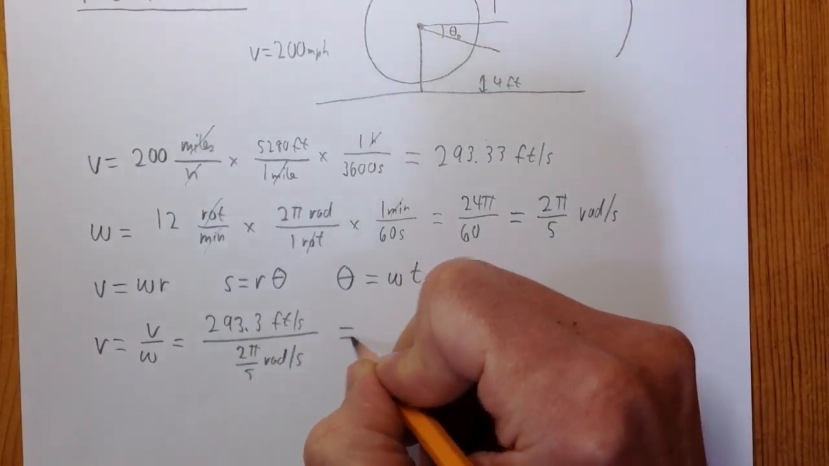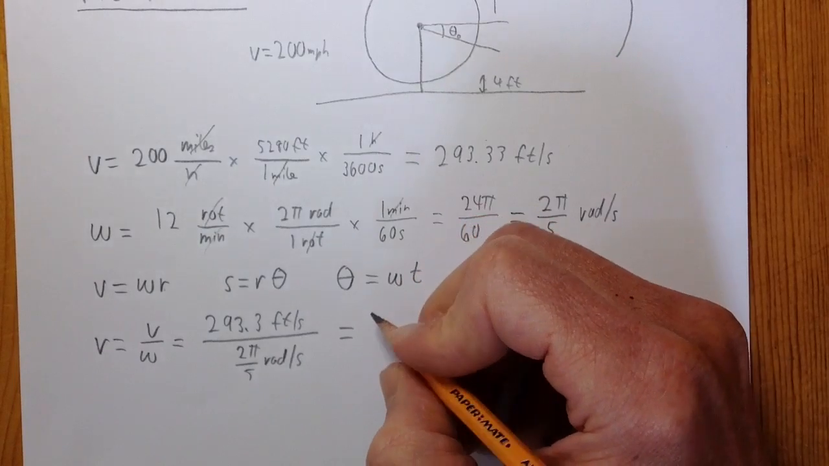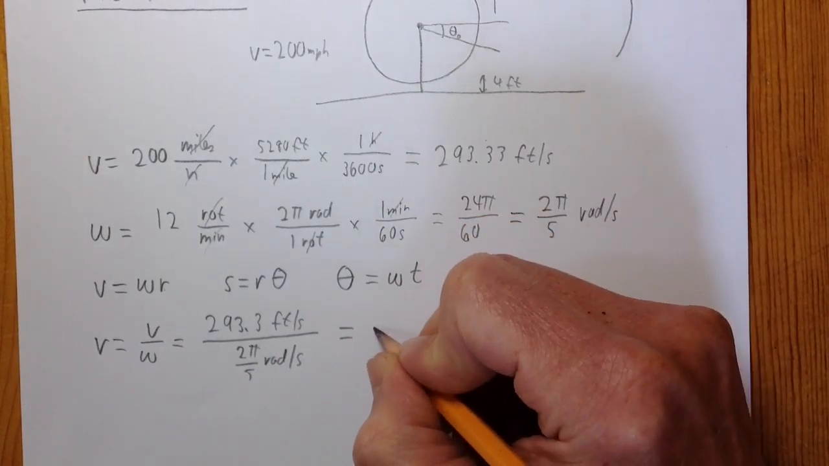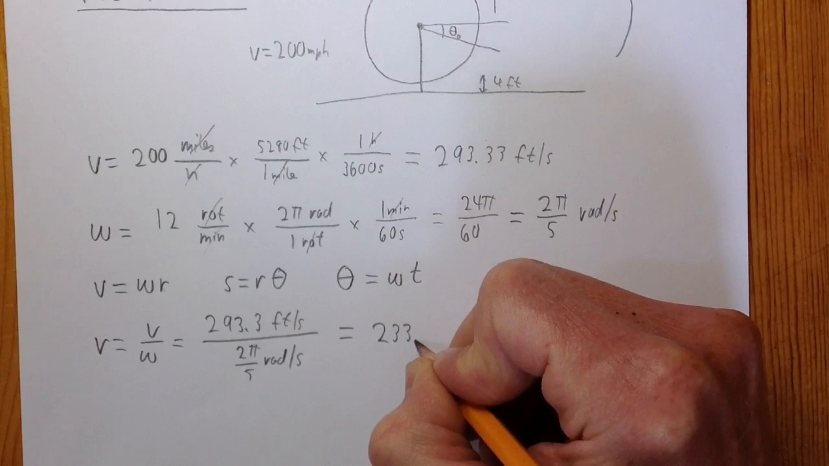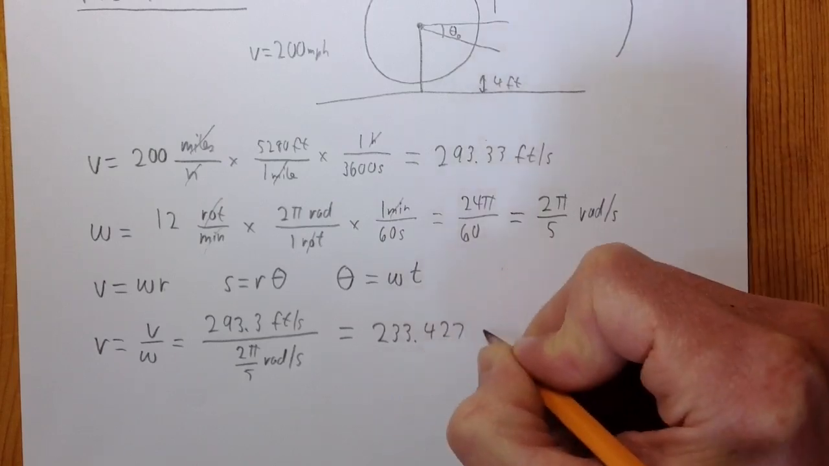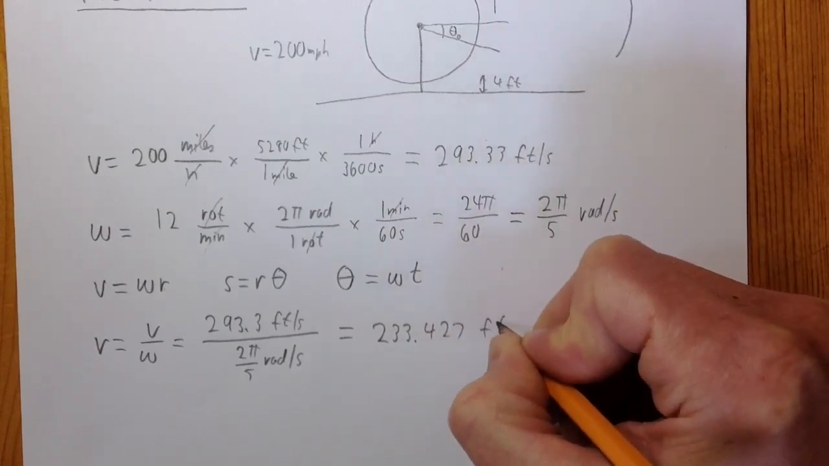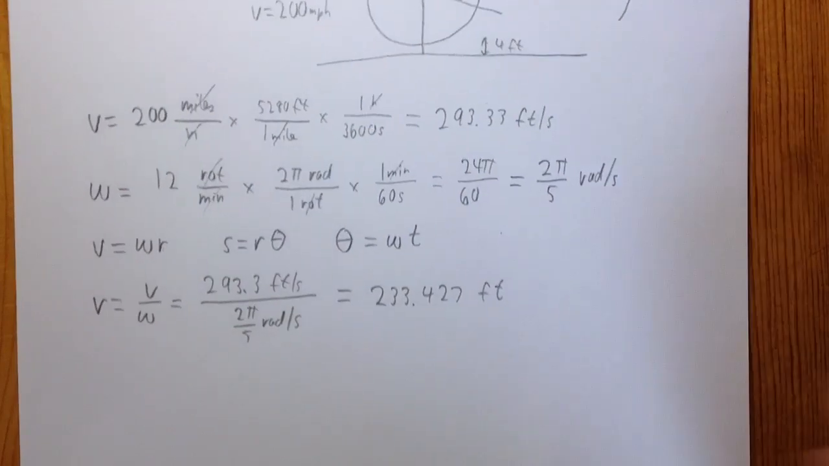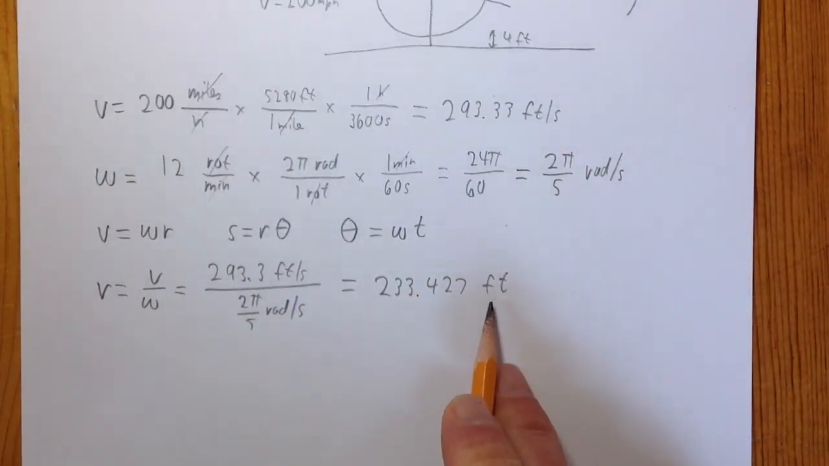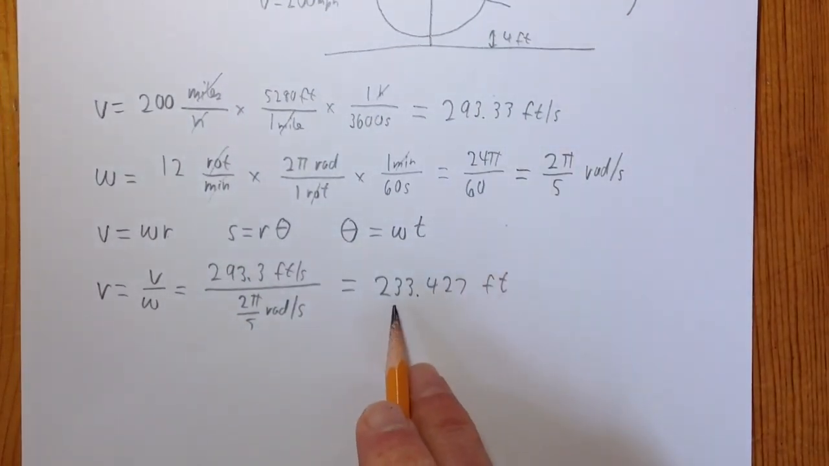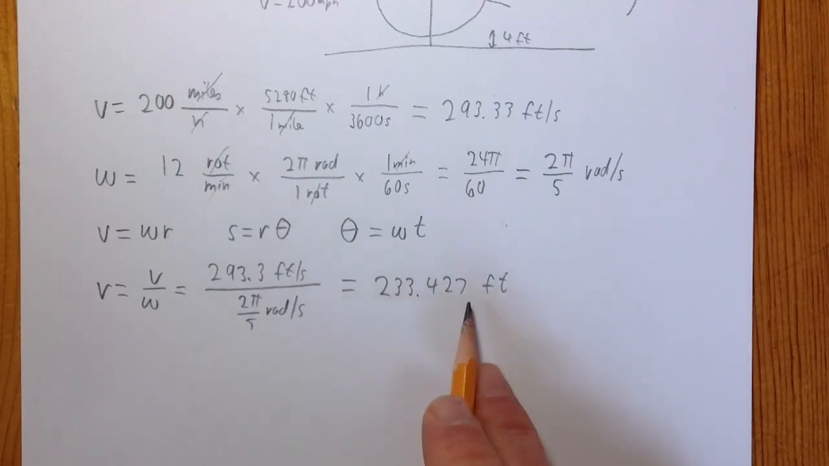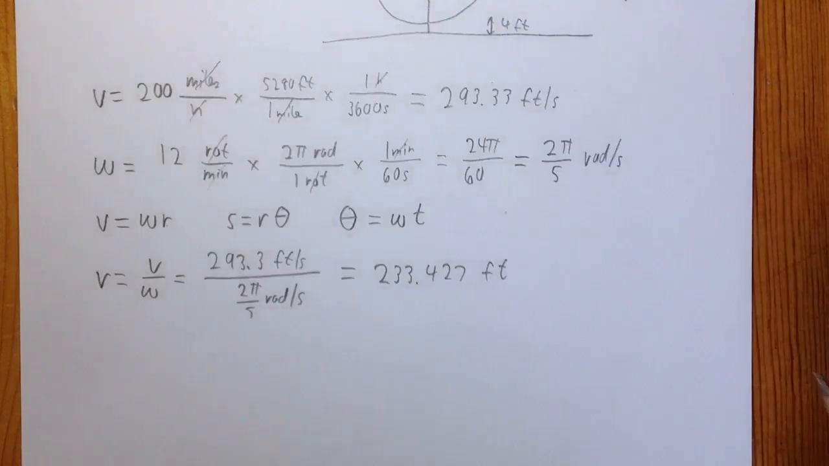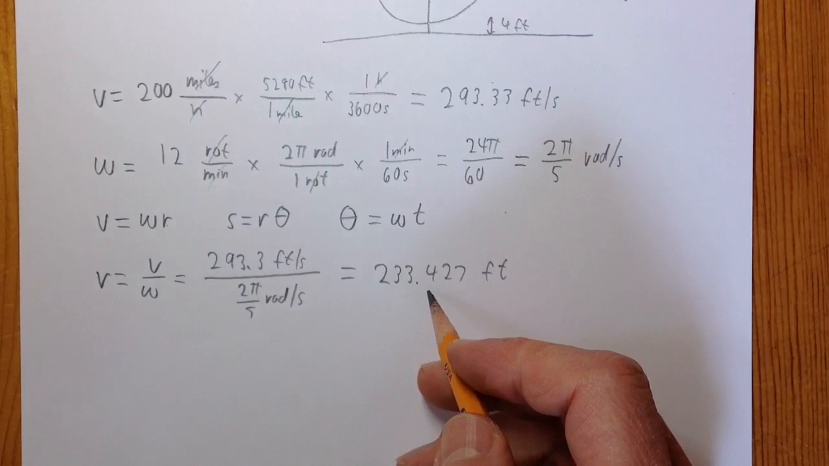So when you do that, the radius is something like 233.427 feet, keeping a lot of decimal places. So that is how big the radius of our Ferris wheel is, which, you know, that's not quite 100 yards. It's a very, very big Ferris wheel whipping around really fast. Okay, so that's our radius.